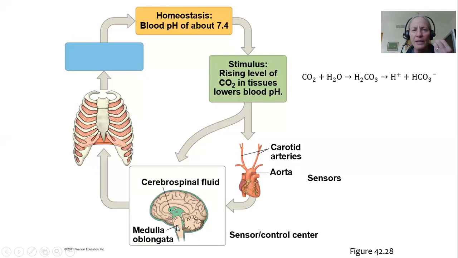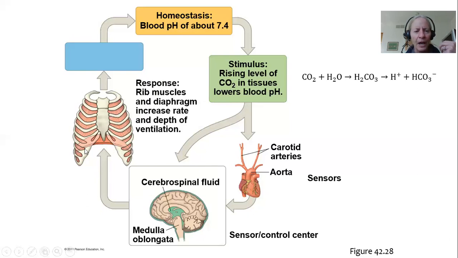And the medulla processes that information because it is the control center of this feedback loop. And the medulla oblongata decides that, oh, we've got to breathe faster because we've got to get more oxygen and get rid of more CO2. And so it sends a message to the diaphragm, and the diaphragm then starts having a faster rate, and the rib muscles.